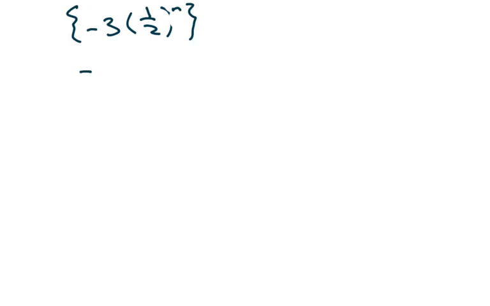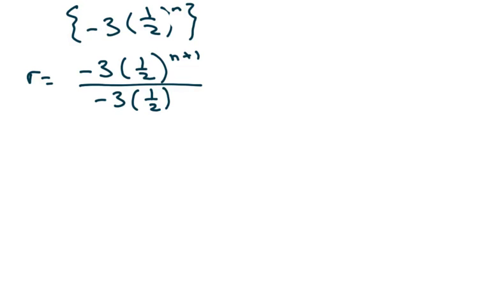The next term would be, my r is -3 times 1/2 to the n plus 1 over -3 times 1/2 to the n. Now, the -3's cancel here, so I'm going to use my quotient property and get n plus 1 minus n, which gives me 1/2 to the 1. And that's your common ratio, 1/2.